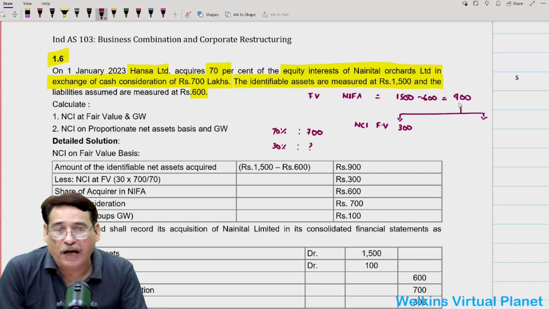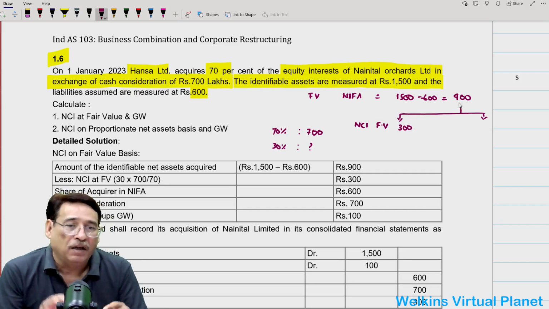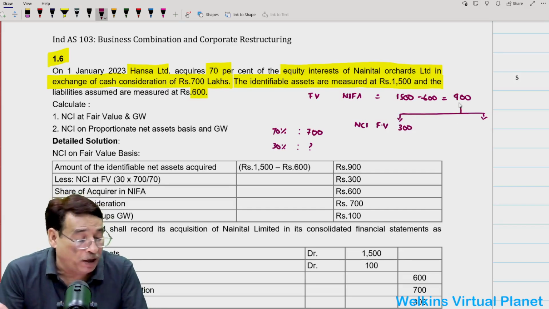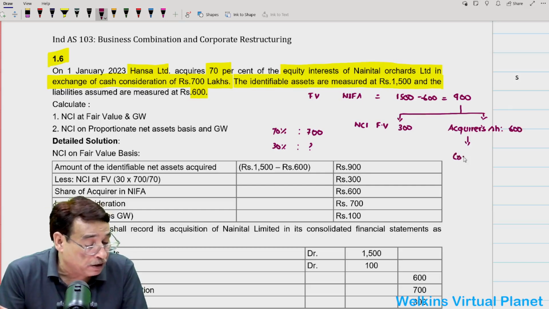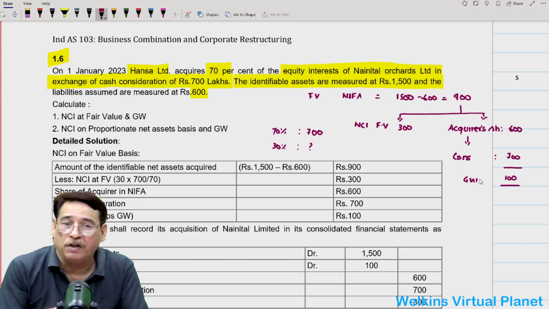That means out of 900 lakhs worth of assets, 300 worth of asset belongs to NCI. So whatever is left reflects the acquirer's share. The acquirer's share, as you must have noticed, is equal to 600 lakhs. And now you compare it with the consideration. The amount of consideration is equal to 700 lakhs. So indirectly it means you have a goodwill of 100 lakhs. Is it clear to you or not?